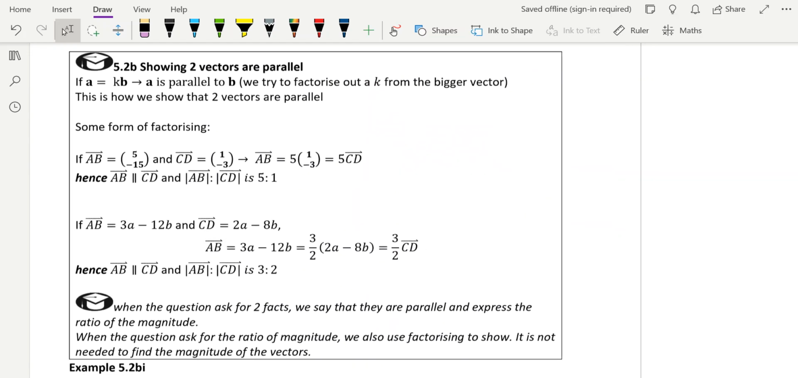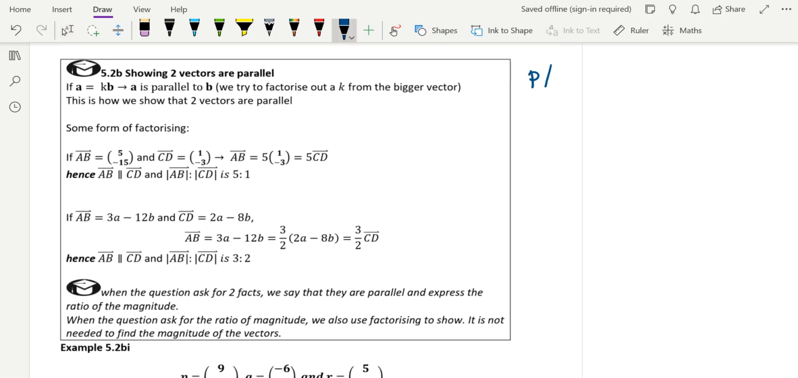If we want to show that two vectors are parallel, it's the opposite of just now. Just now, if the question tells you P is parallel to Q, then you say that P is equal to K times Q, right? Then the opposite is true. If I can say that P is equal to K times Q, then it means that P is parallel to Q.